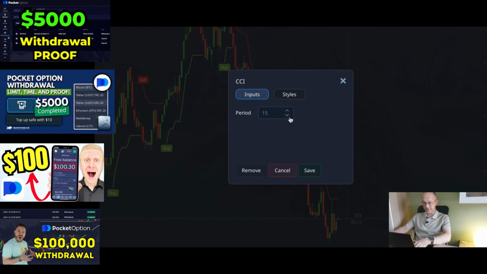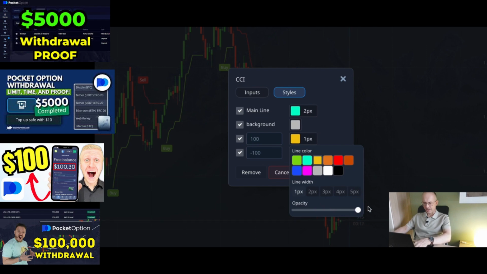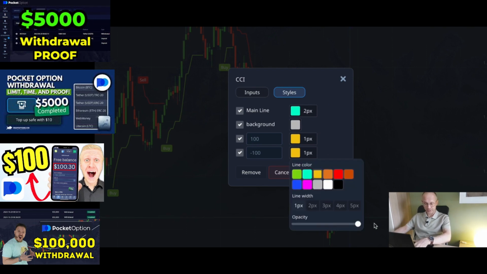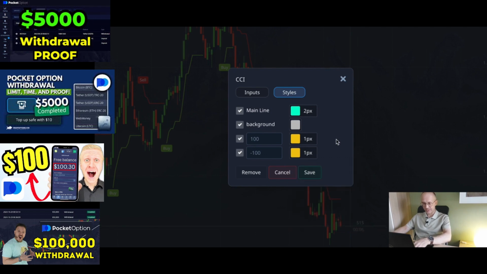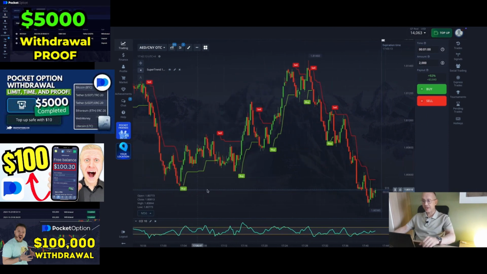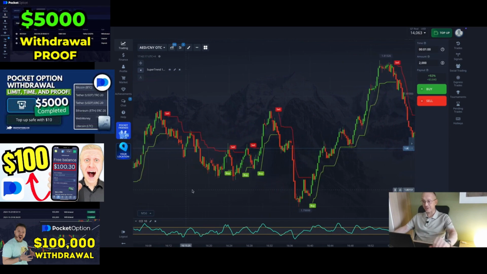Let's configure the CCI, set period to 10, go to Style, set background to gray. Let's set main line to turquoise, the width is 2. And let's move the opacity of lines 100 and minus 100 to the right. And save. So, the indicators are ready to go, and if you are trading on your phone, set it up the same way.